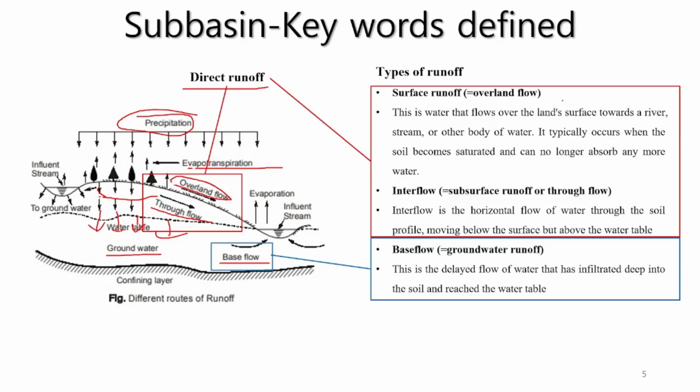If we look at the explanation here, this is water that flows over the land surface towards a river, stream, or other body of water.